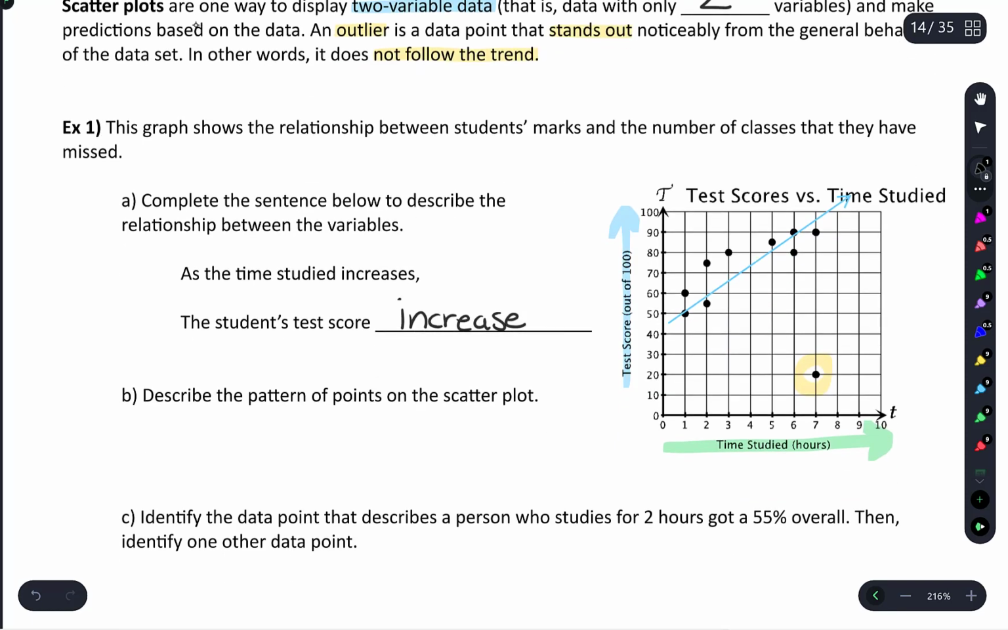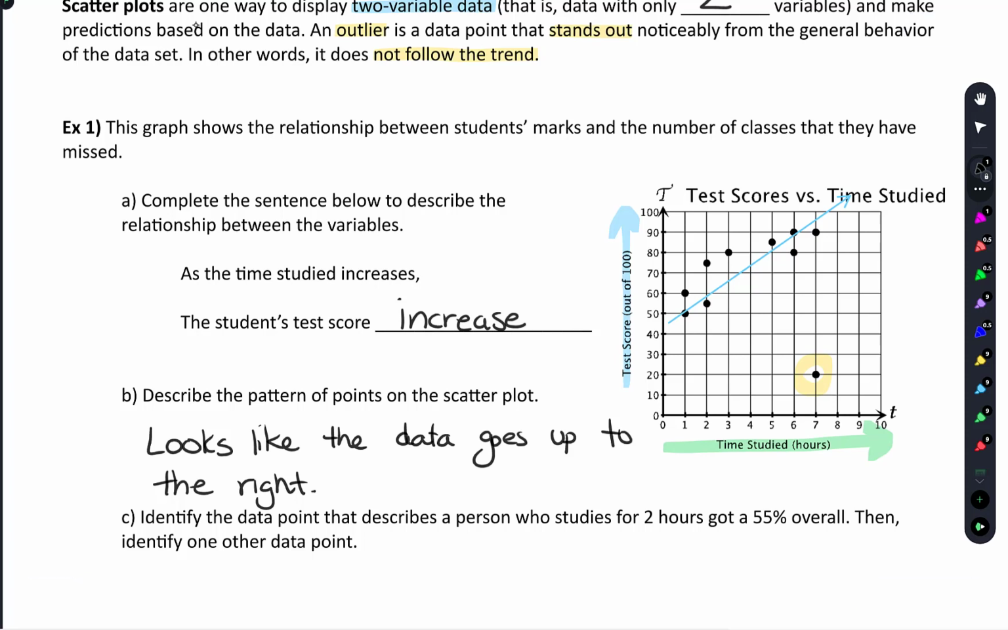And so let's describe this pattern. So what pattern do we see? Well, it looks like the data goes up to the right. So that's the pattern that I see. I'm seeing that the data points seem to be increasing as we move to the right on my graph.